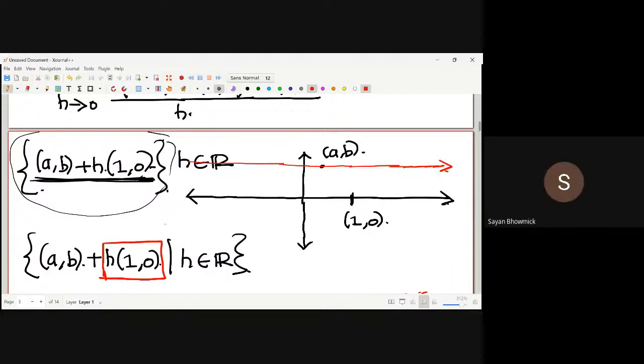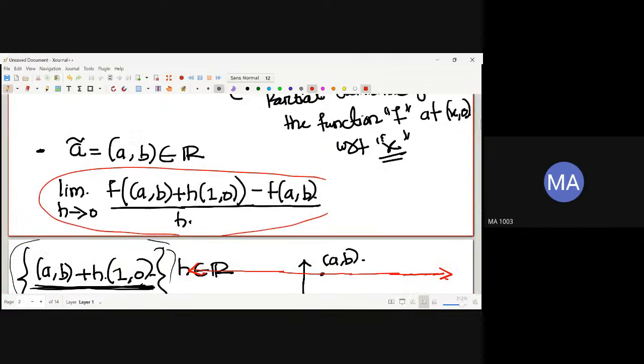So, parallel line to x-axis. Now when you are taking this thing, whatever it is, you are basically computing in some sense the partial derivative with respect to x at the point (a, b). So you have this function, whatever it is.